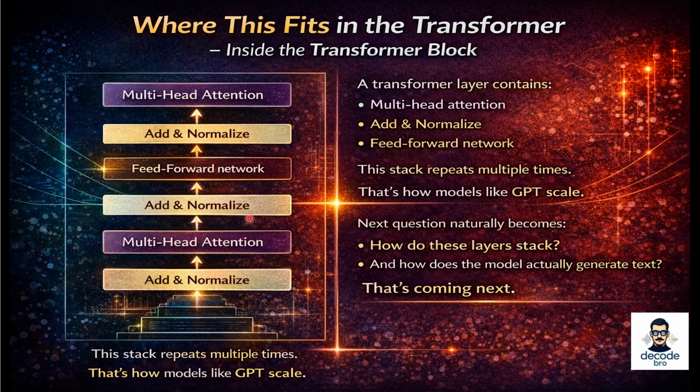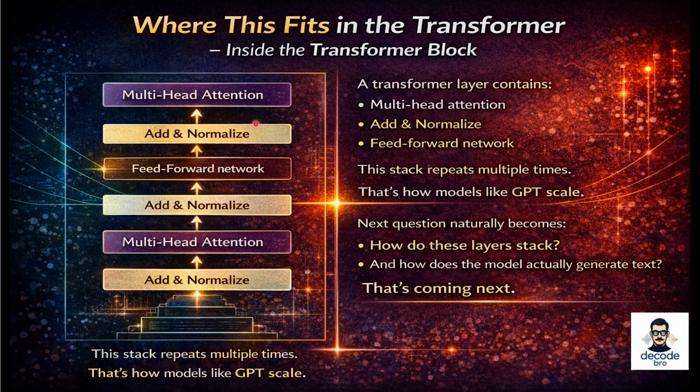Then comes the feed forward network. This part doesn't look at other words, instead, it processes each token independently through a small neural network. If attention is about communication between words, the feed forward network is about deeper thinking within each word's representation. It transforms, sharpens, and refines what attention discovered. And once again, add and normalize: another residual path, another stabilization step. The model preserves what matters while carefully adjusting what changes.